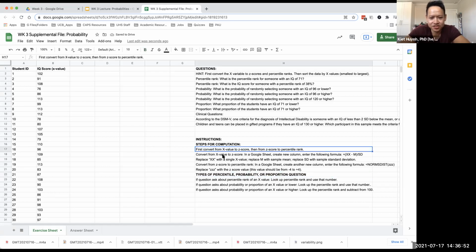Right. So first, convert X values to z-scores, then from z-scores to percentile ranks. Yes, that's what we're doing. Okay, here's the first step. Convert from X values to z-scores.